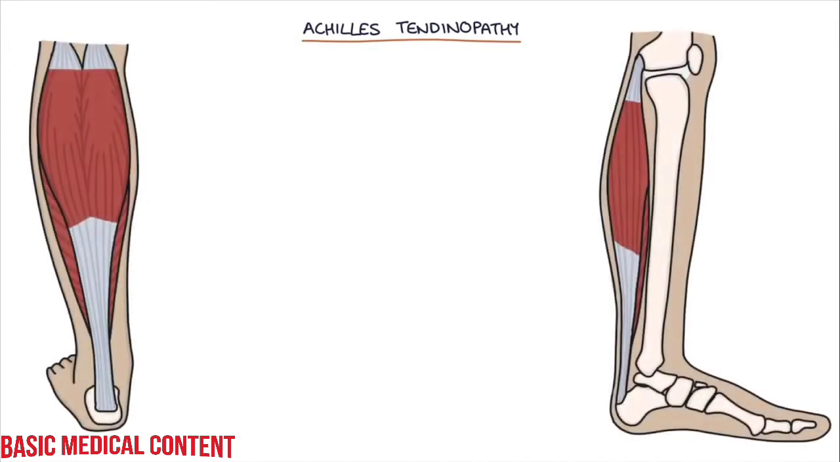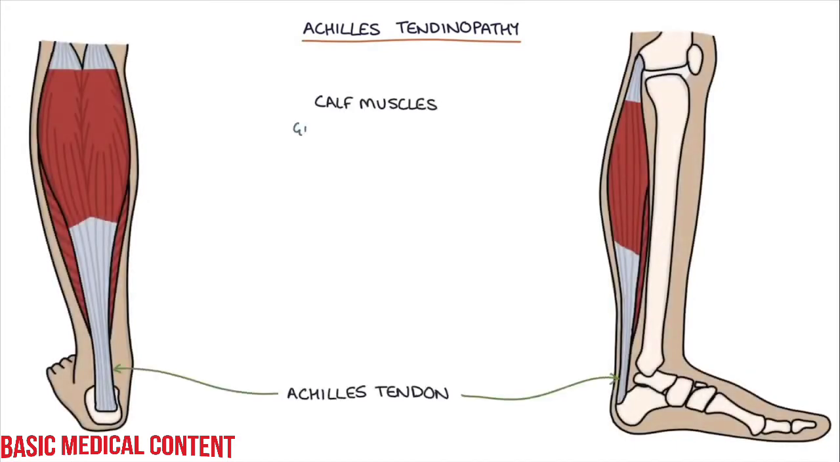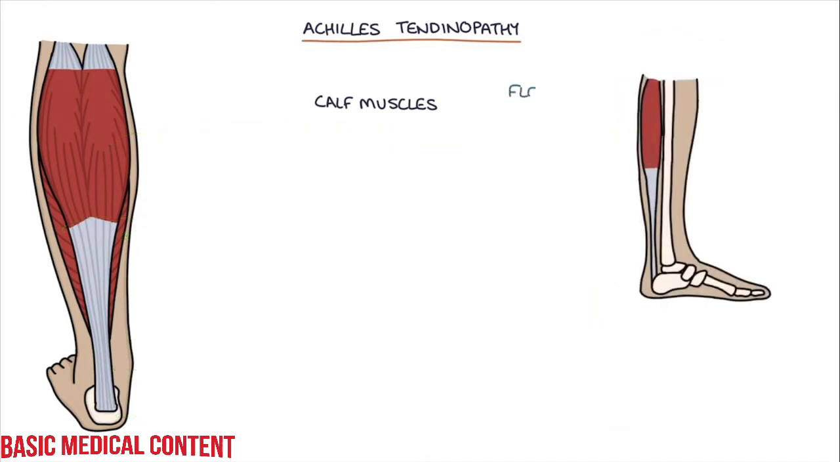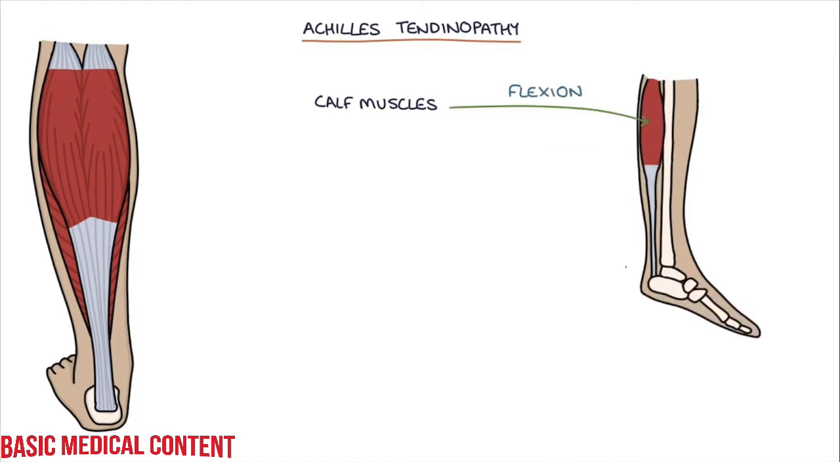In this video, I'm going to be going through Achilles tendinopathy. The Achilles tendon connects the calf muscles, specifically the gastrocnemius and soleus muscles, to the heel of the foot, specifically the calcaneus bone. Flexion of the calf muscles pulls on the Achilles and causes plantar flexion of the ankle, causing the foot to move in a downward direction.